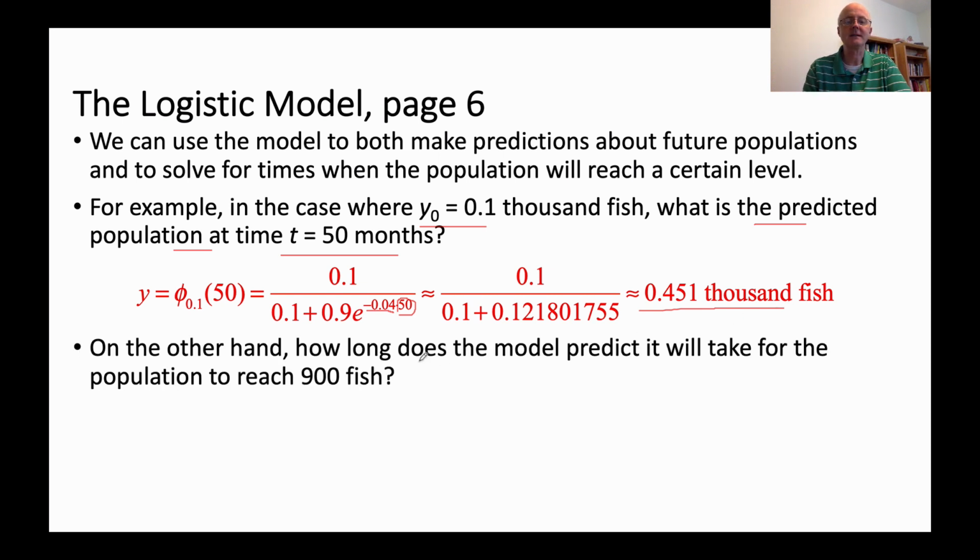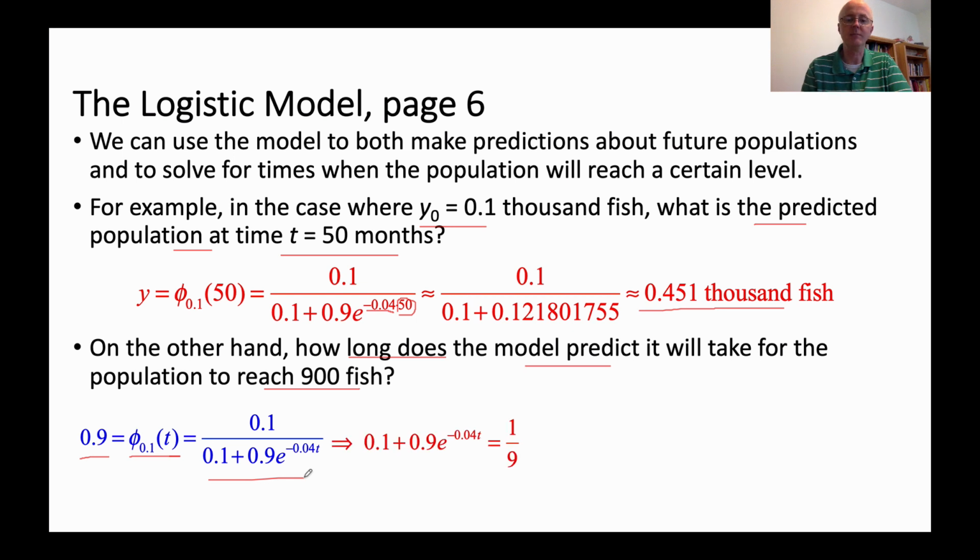On the other hand, how long does it take? What does the model predict for how long it will take for the population to reach 900 fish, which would be 0.9 thousand fish? Set y equal to 0.9, keep t as unknown, and solve for t. You're going to have to rearrange and ultimately use a logarithm. So for example, if we multiply both sides by 0.1 plus 0.9 e to the negative 0.04t and get it on the left side, and divide both sides by 0.9, you'll get 0.1 divided by 0.9, which is 1/9. Subtract 0.1 from both sides, divide both sides by 0.9, and then take a logarithm.